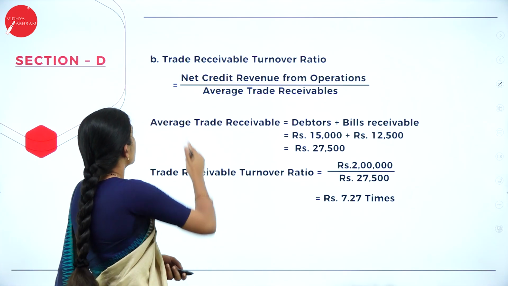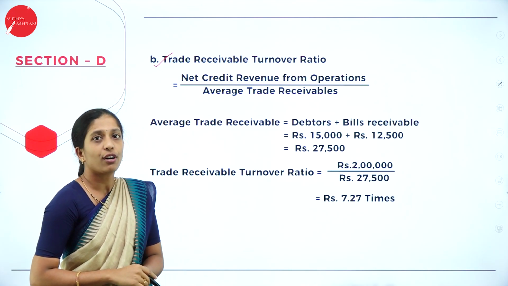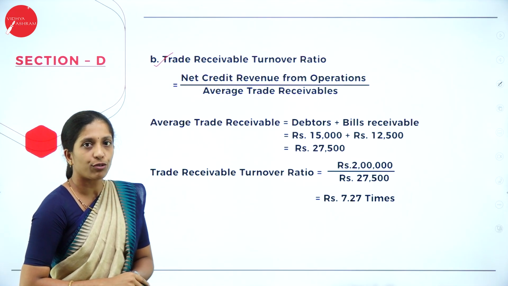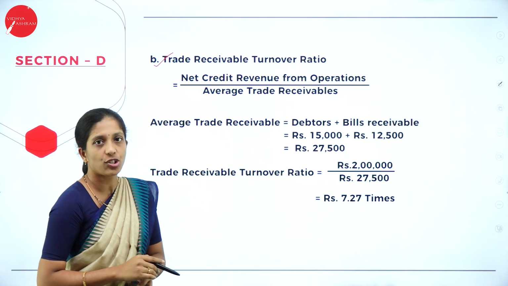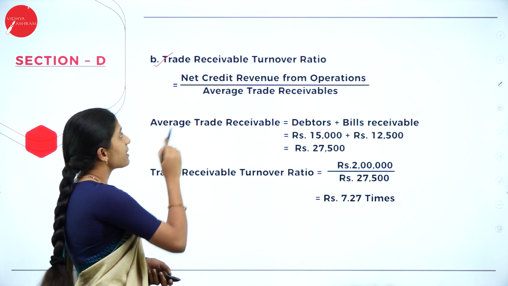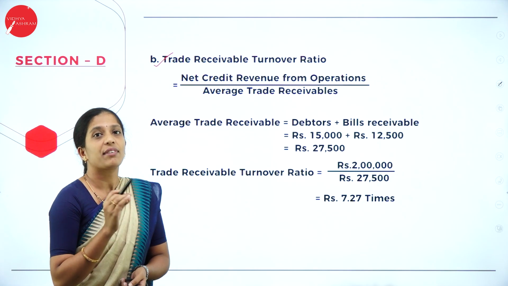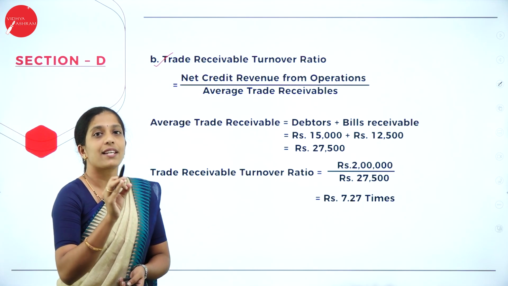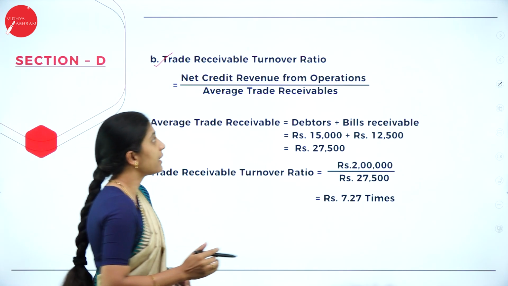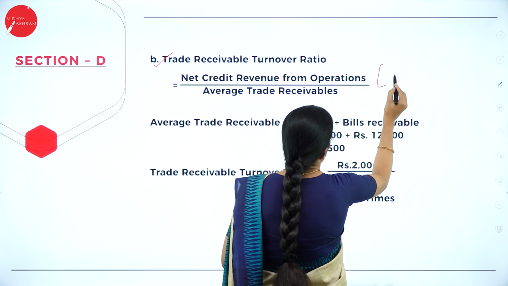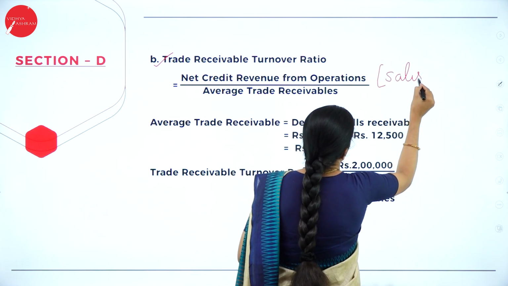So, the second one is trade receivable turnover ratio. Your formula is net credit revenue from operations divided by average trade receivable. Now, what is this revenue from operations? It means sales. But they have not given credit sales, so your sales itself is considered as net credit revenue from operations. So, this will be sales itself.